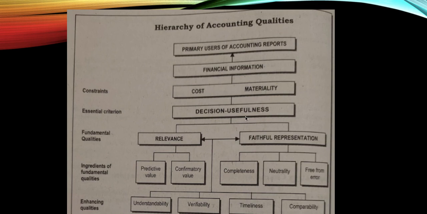It should be decision usefulness, fundamental qualities, and relevance, which is predictive value, confirmatory value. Okay. Predictive meaning makahibaw ka sa future. Confirmatory is mabalanse nimo, ma-solve nimo. Faithful representation is kinahanglan kompleto, kinahanglan neutral, walay bias, kinahanglan free from error.